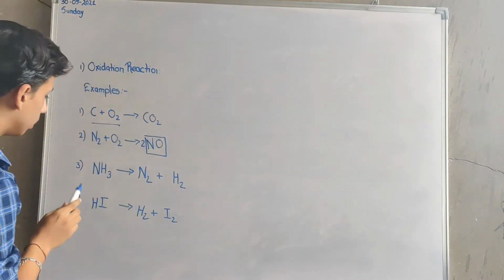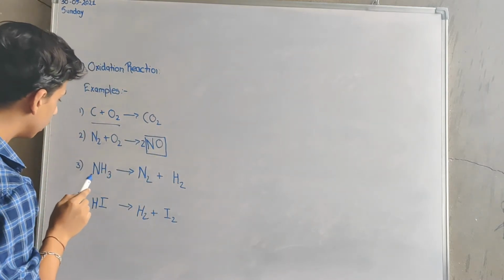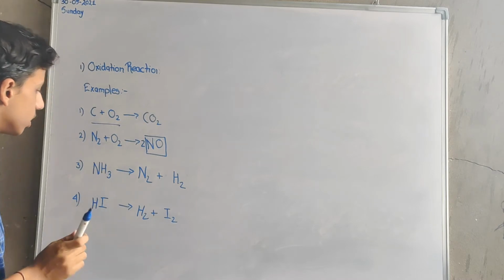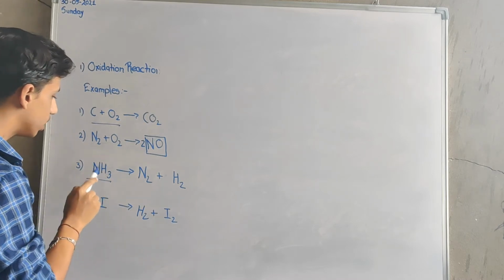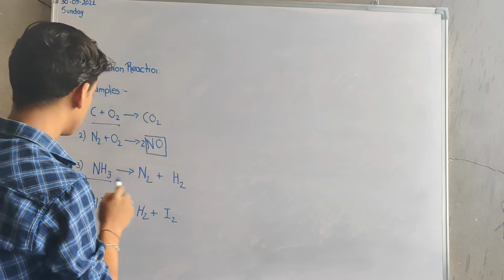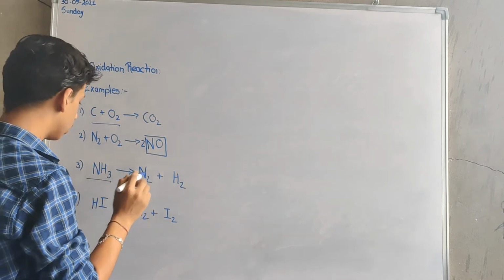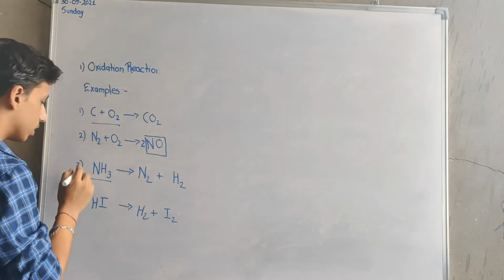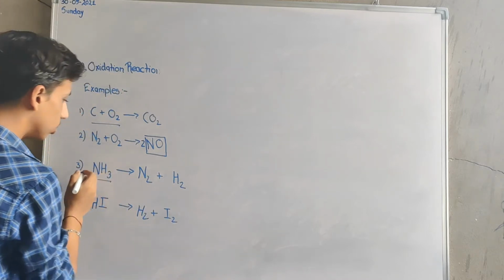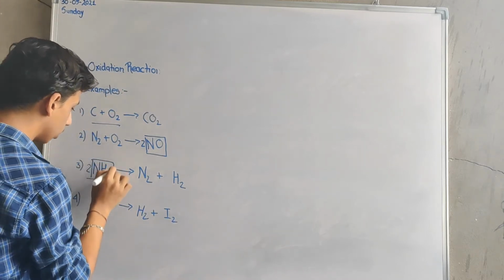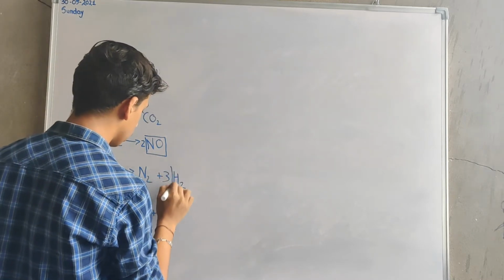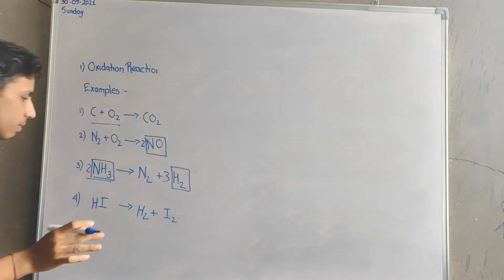From the third example, this is an example of hydrogen being removed. Here is a compound NH3, it gives N2 plus H2. Here hydrogen is removed from this compound. So it is an oxidation reaction. To balance it, we have to only write 2 here and 3 here, and the equation is balanced.